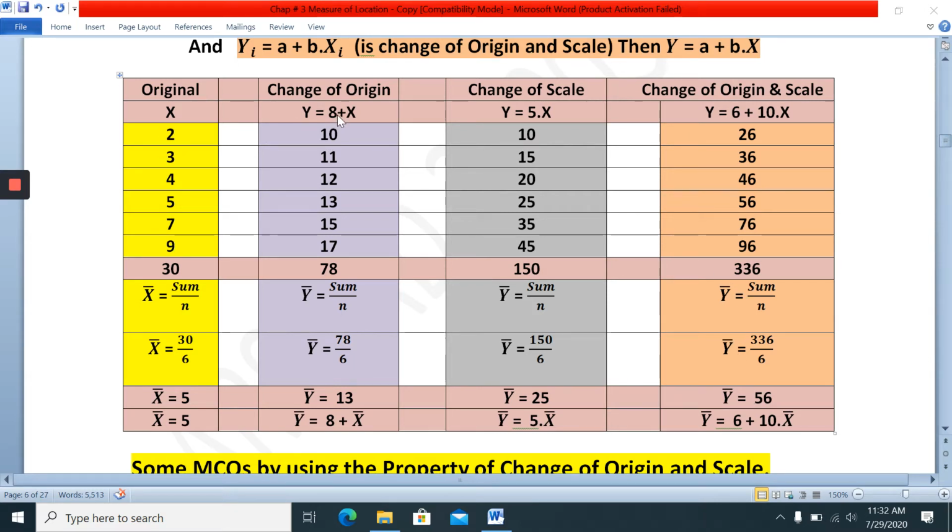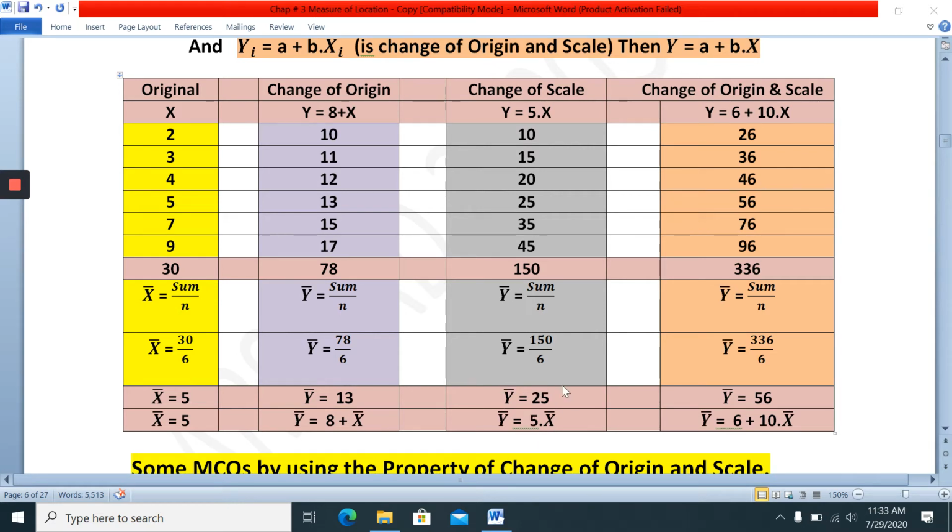So these are the original numbers. This is the change of origin property. What is the change of origin property? Y is equal to 8 plus x. It means add 8 with each number of x. Then how will you get y bar? So y bar is equal to 8 plus x bar. So x bar answer is 5. So 8 plus 5, use the property, you will get 13. For change of scale, y is equal to 5 times x. So what is the property? This becomes y bar and 5 times x bar. So what is x bar? 5. So 5 times 5 is 25.